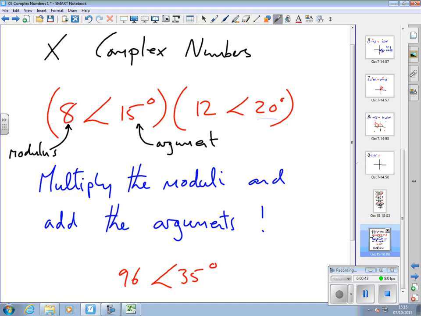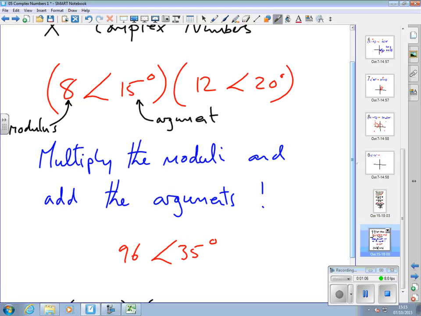So 8 times 12 is 96. 15 plus 20 is 35 degrees. Done. So it's very easy to multiply together two complex numbers in polar form. It's just as easy to multiply in rectangular form. So I'm going to show you how that works now.